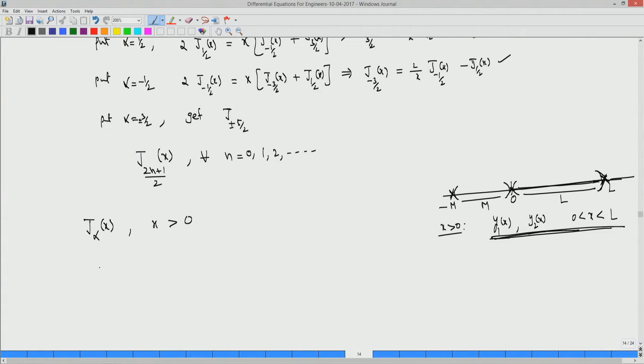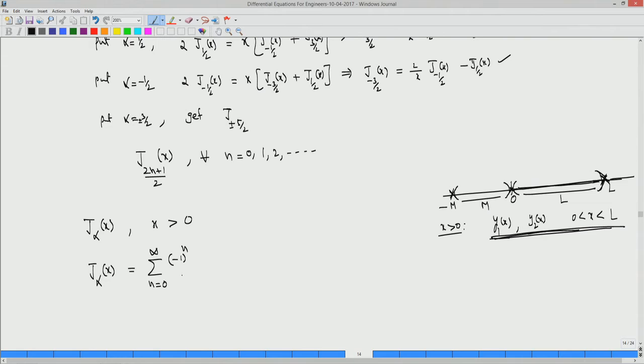What happens if x is negative? You can write J alpha of x for x negative as summation n from 0 to infinity of minus 1 power n, x by 2 power alpha, okay.